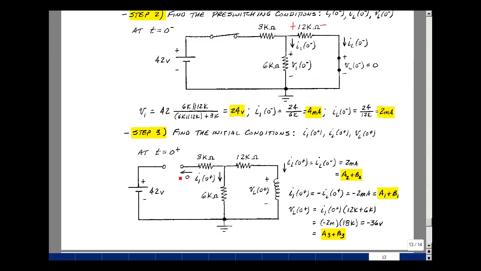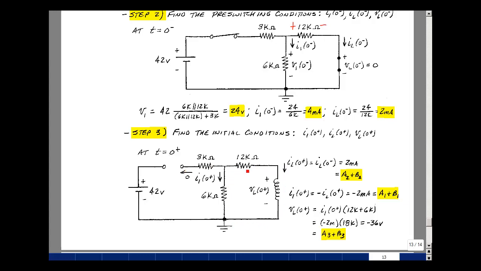At time t equals 0, the switch opens up. The current in the inductance cannot change instantaneously, so it was 2 milliamps. Prior to the switch changing state, it must still be equal to that value. That's going to be A2 plus B2 times e to the 0, which is equal to 1, just A2 plus B2. The current that's flowing in this inductor flows back this way because of the open circuit.